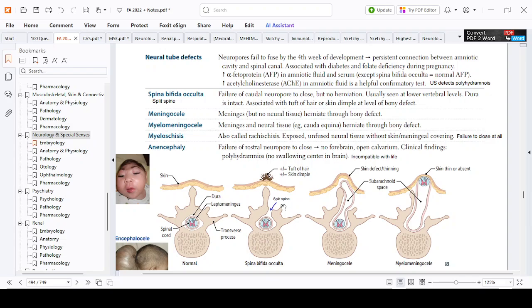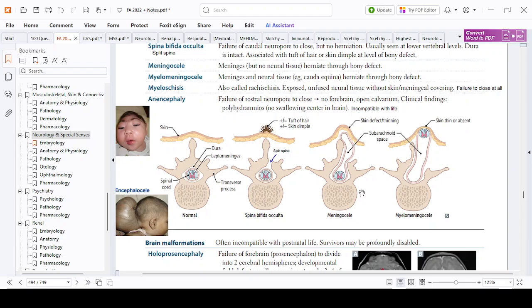Then we have what we call meningocoele, in which the meninges herniate through the spinal defect. Only the meninges herniate through the bony defect. In the myelomeningocoele, as you can see, there are meninges and neural tissue, all herniated through the bony defect, and the skin may be thin or may be absent. This one is dangerous, the myelomeningocoele. Here still the skin is intact.